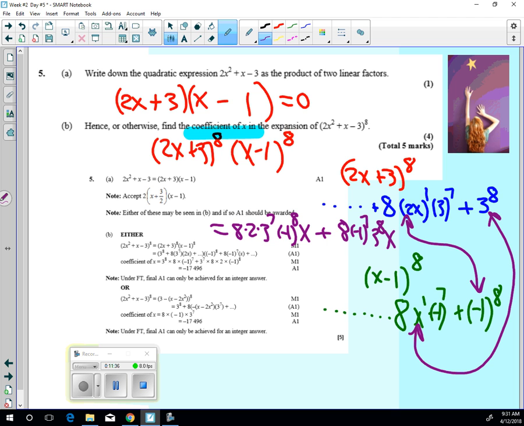Negative 1 to the 8th is a positive, right? And this is going to be 16 times 3 to the 7th. And then this is going to be a negative 1, so it'll be minus 8 times 3 to the 8th. All of this times x. Can you crank that out in your calculator because there's no other way?